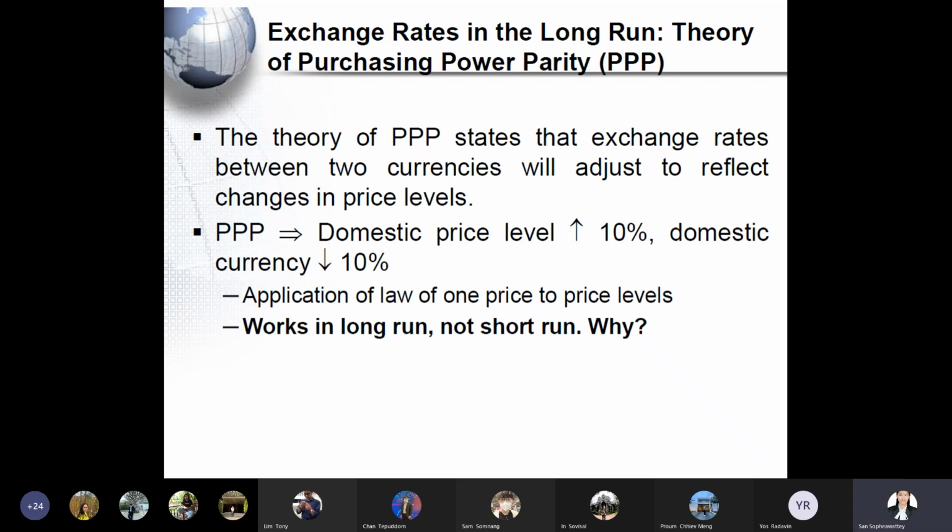For the exchange rate in the long run, we also look at what we call the theory of purchasing power parity. The theory of PPP states that the exchange rate between two currencies adjusts to reflect the change in the price level. So under PPP, when the domestic price level increases by 10%, the domestic currency depreciates, or decreases, by 10%. The application of the law of one price to the price level works in the long run, but actually does not work in the short run. And we will see why this happens.